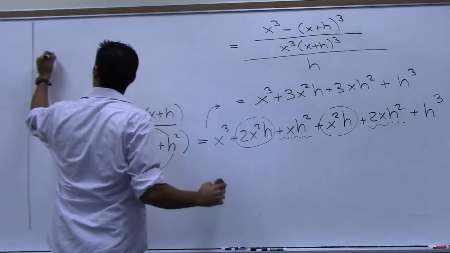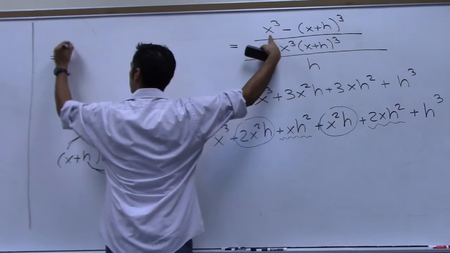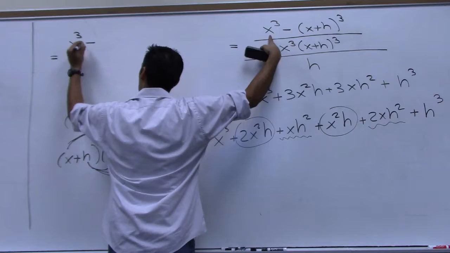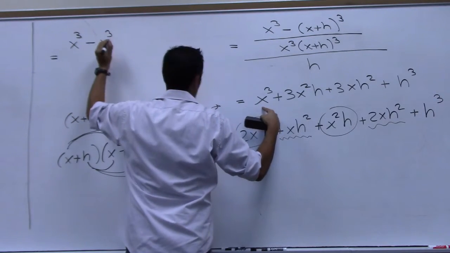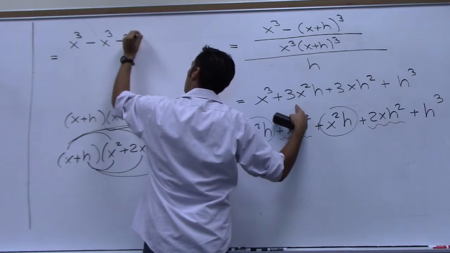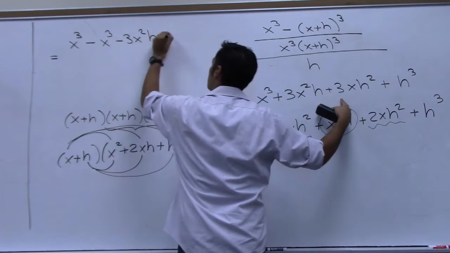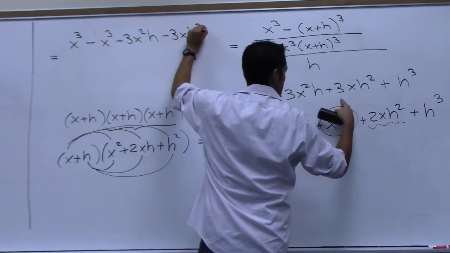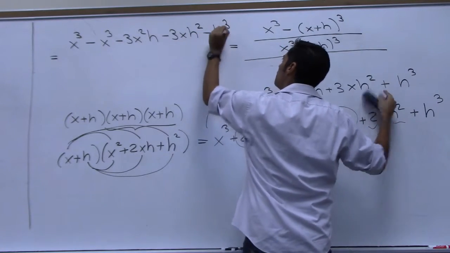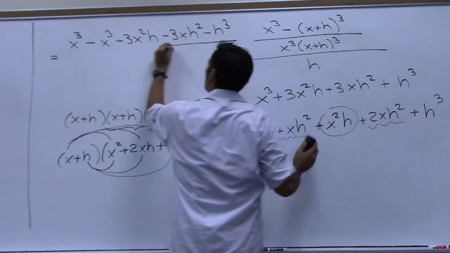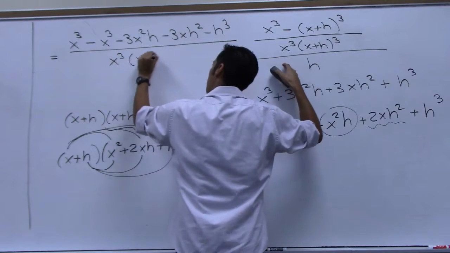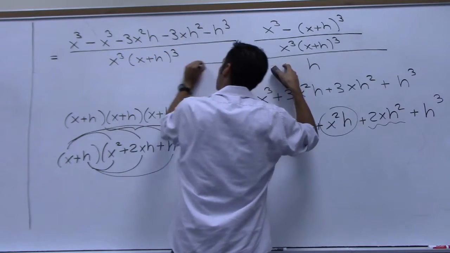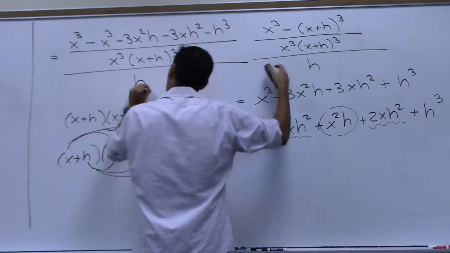So that top line is x cubed, there's x cubed, minus, now I'm subtracting each one of these. So how about minus x cubed, minus 3x squared h, minus 3xh squared, minus h cubed, all over the common denominator, all of this over h.